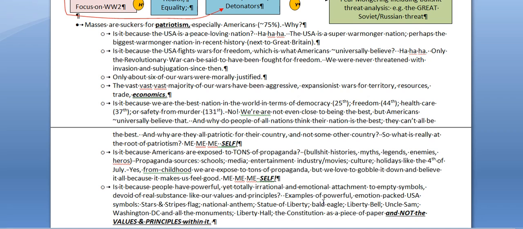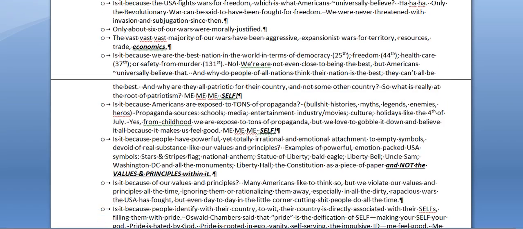Statue of Liberty, Bald Eagle, Liberty Bell, Uncle Sam, Washington, D.C., and all the damn monuments. Washington Monument, Lincoln Memorial, Jefferson Memorial, all right? Capitol itself, White House, Liberty Hall in Pennsylvania, the Constitution itself as a piece of paper, but not as the values and principles within it. The only value in the Constitution is not in the paper like an artifact. It's in the values and principles written within it. That's what counts. Why don't we follow that? No, we want to wave the flag.